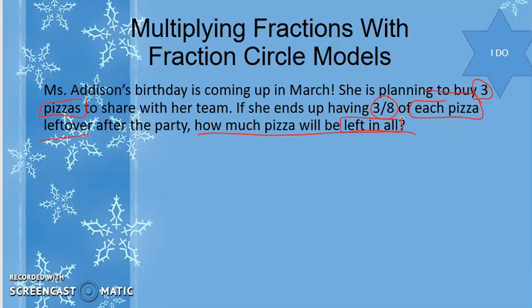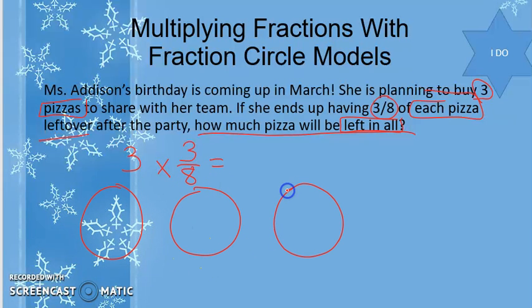Okay, so this time we're actually going to start with our 3 wholes, and we're going to multiply by the 3/8 of each pizza that's going to be left over to see how much pizza we're going to have left in all. So this time we're going to use fraction circles because that obviously makes most sense when we're working with pizza. So we're going to divide, we're going to make 3 pizza pies. We're going to divide them into eighths.